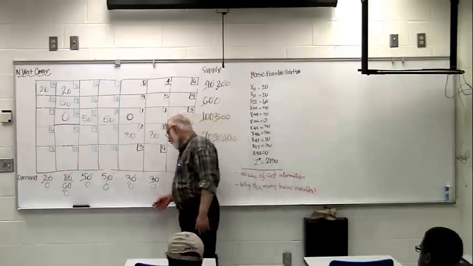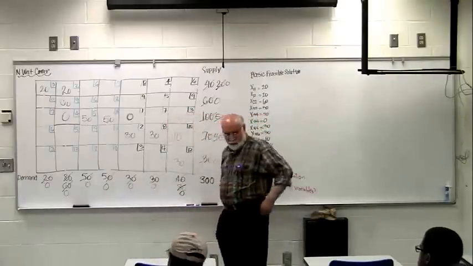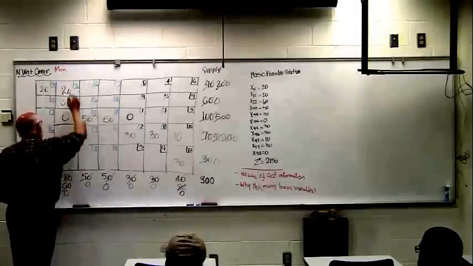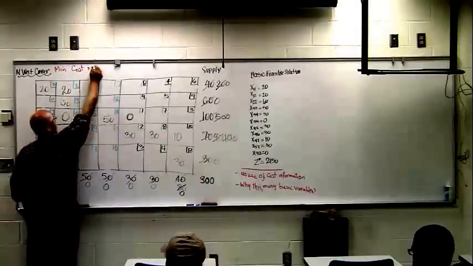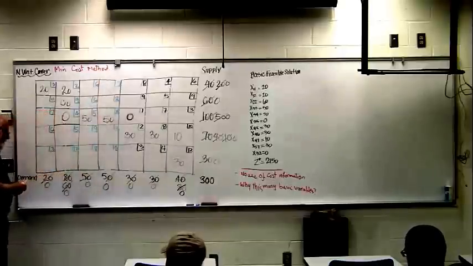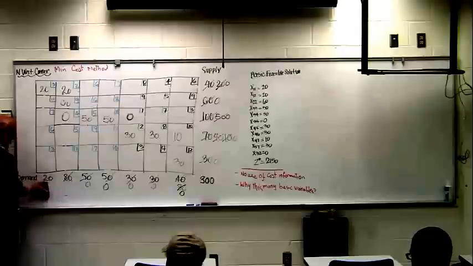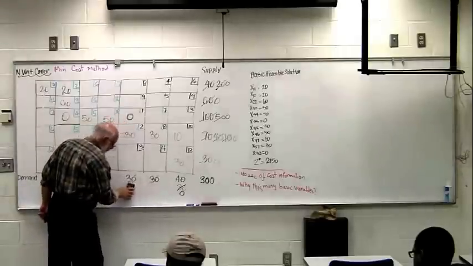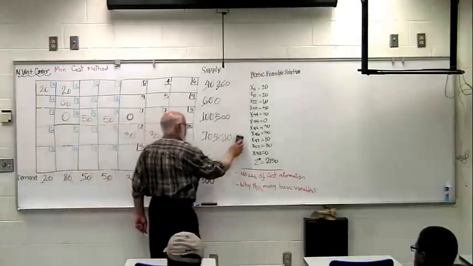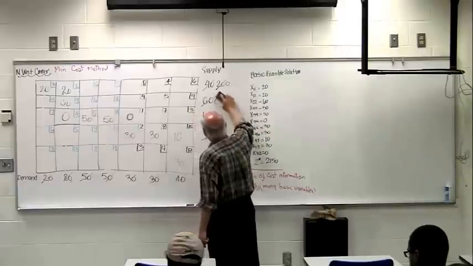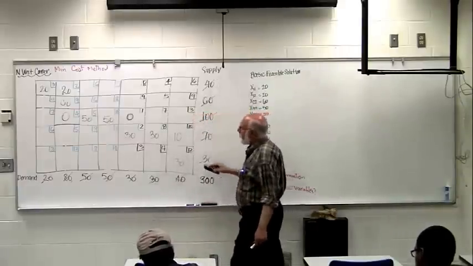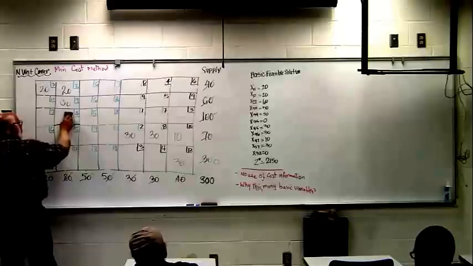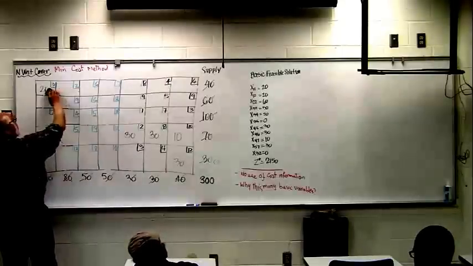So this solution is called the minimum cost method. The minimum cost method is again a method for finding the basic feasible solution. So we are still going to find our basic feasible solution, but with a different approach, and this approach takes into consideration the costs this time.